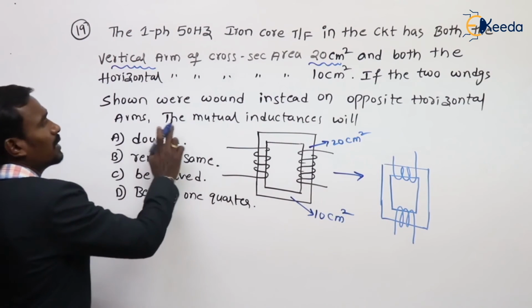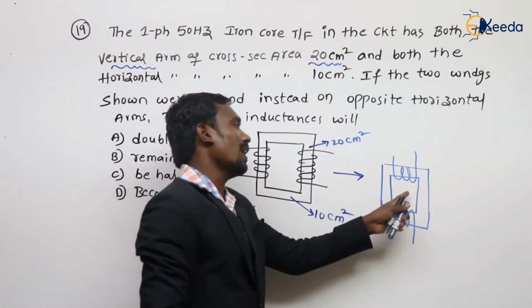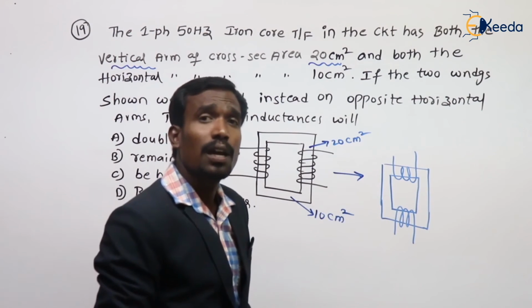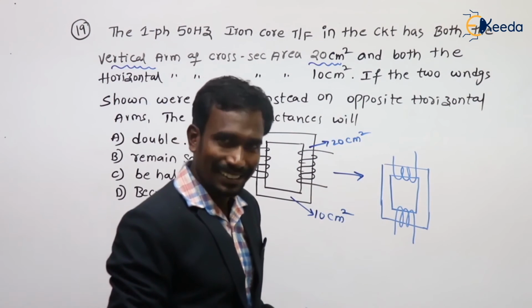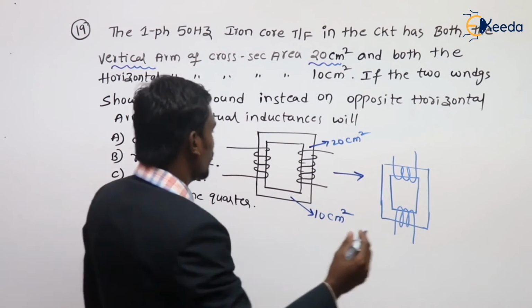They want to wind on opposite horizontal arms. At this condition, what happens to the mutual inductance? Right? Let's see here.